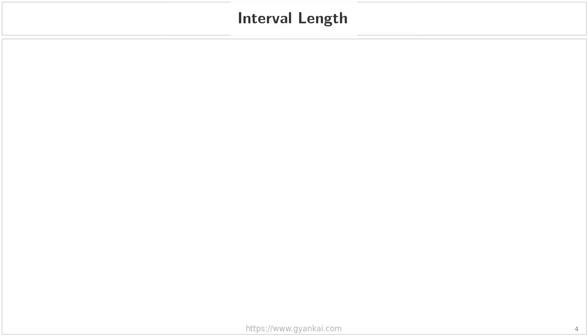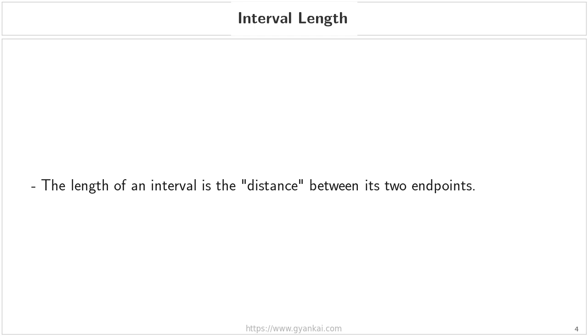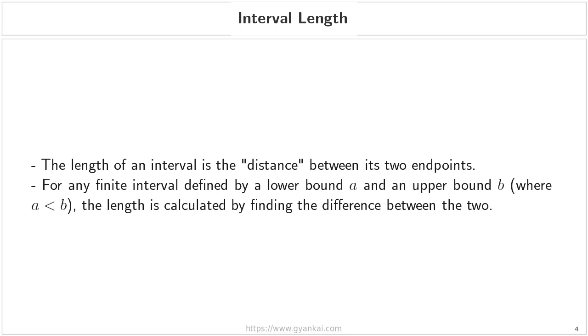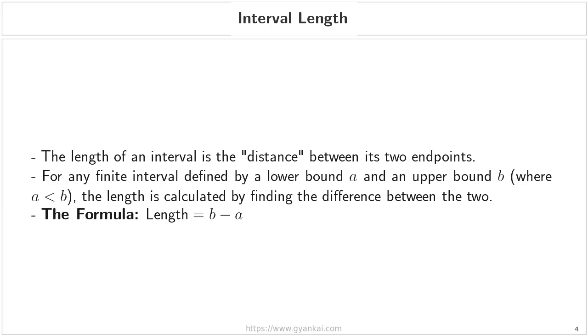Interval lengths. Now that we understand how to represent intervals that extend forever, let's shift our focus to a property that applies to our finite intervals, the concept of interval length. Think of the length of an interval simply as the distance between its two endpoints on the number line. To calculate this, let's look at any finite interval, meaning one that doesn't go to infinity, defined by a lower bound, which we'll call a, and an upper bound, which we'll call b, where a is less than b. To find the length, you simply find the difference between these two values. The formula is straightforward. Length equals b minus a.